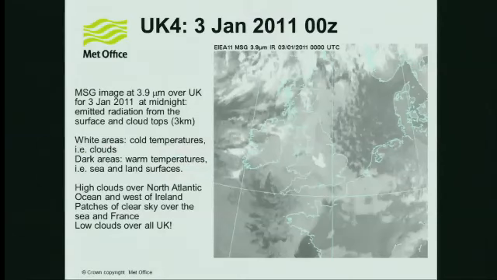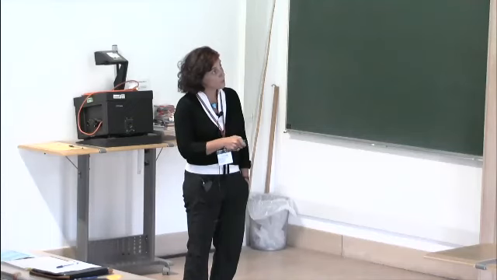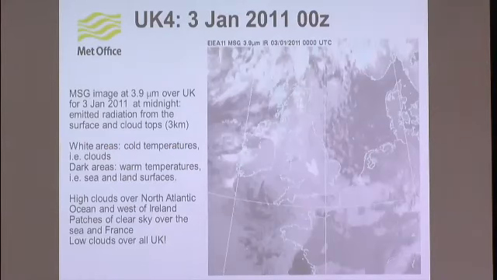So we looked at a particular case, the 3rd of January of last year, and this is an image we picked to test this technique. This is the Meteosat Second Generation image at 3.9 micron over the UK, and basically what it shows is the emitted radiation from the surface and cloud tops, and the resolution of these instruments is basically 3 kilometers. White areas show cold temperature, which means high clouds, while dark areas like this one show no clouds. And you can see the contrast, for example, between sea and land.